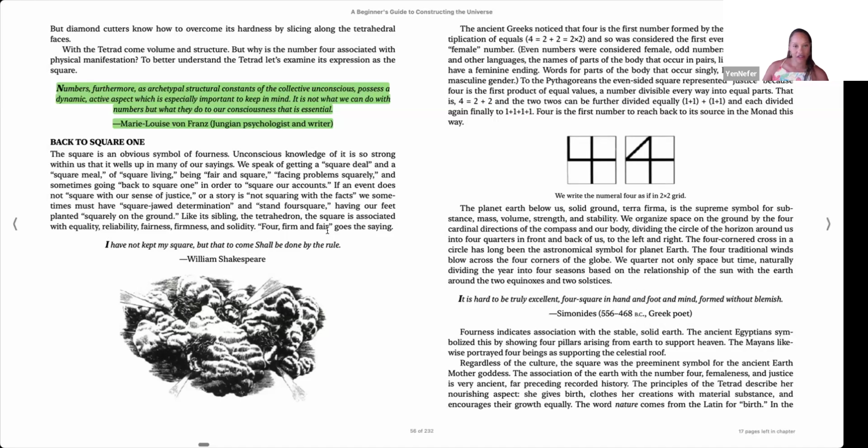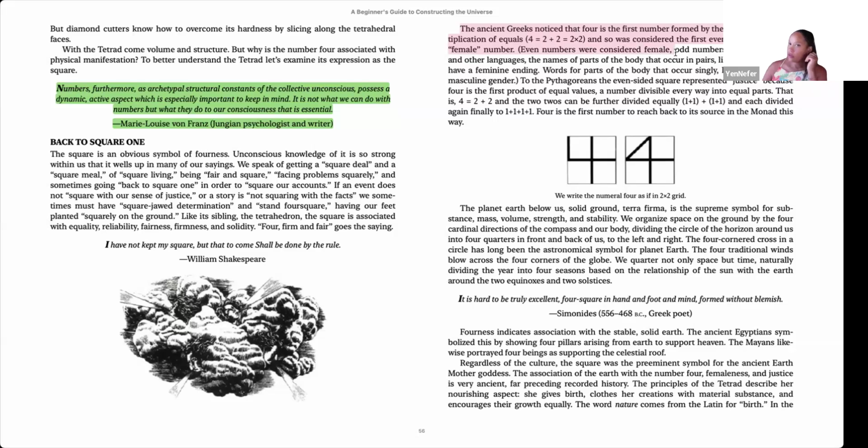For firm and fair goes the saying. "I have not kept my square, but that to come shall be done by the rule." William Shakespeare. The ancient Greeks noticed that 4 is the first number formed by the addition and multiplication of equals. 4 equals 2 plus 2, which equals 2 times 2, and so was considered the first even number and first female number. Even numbers were considered female.